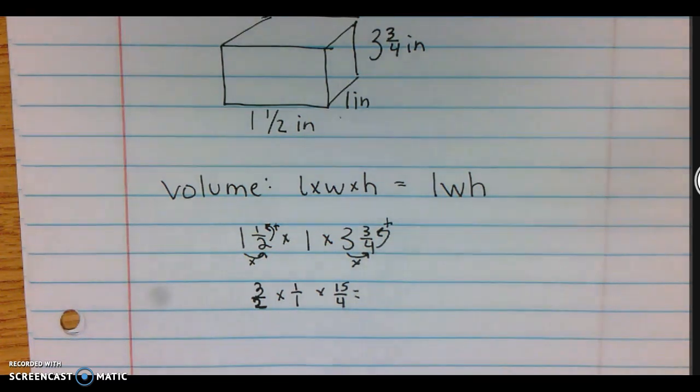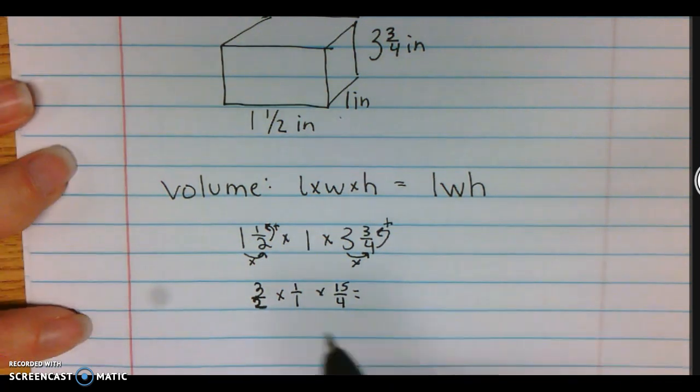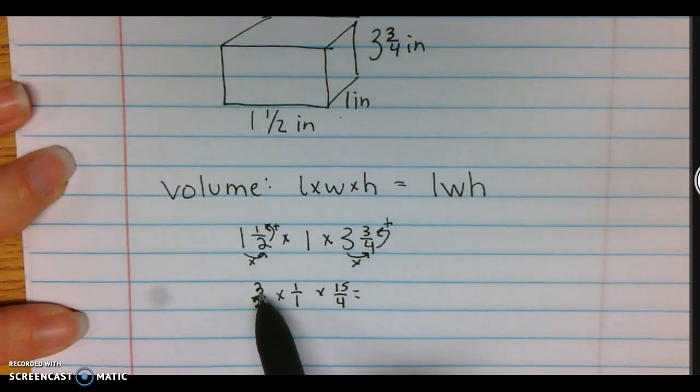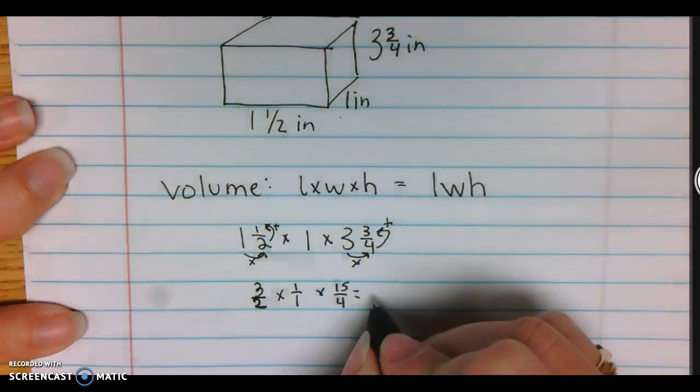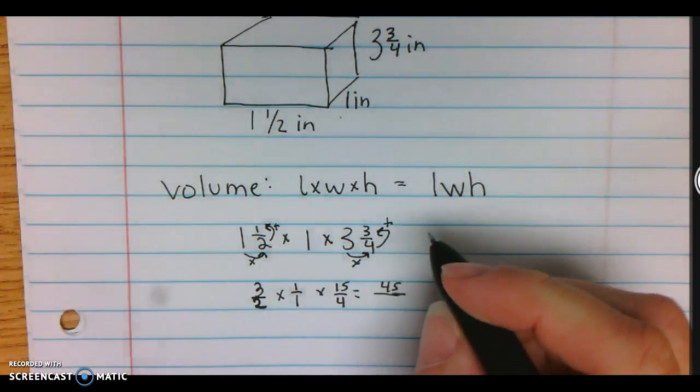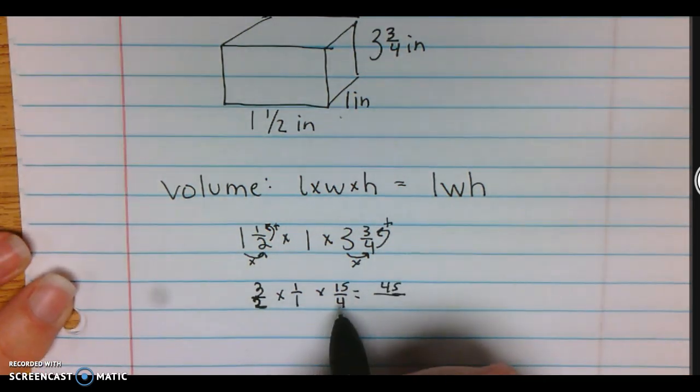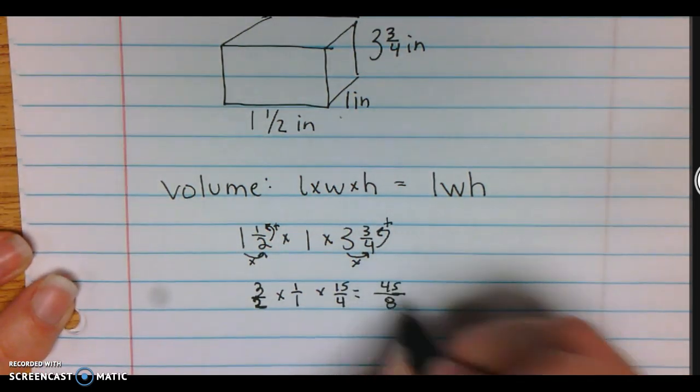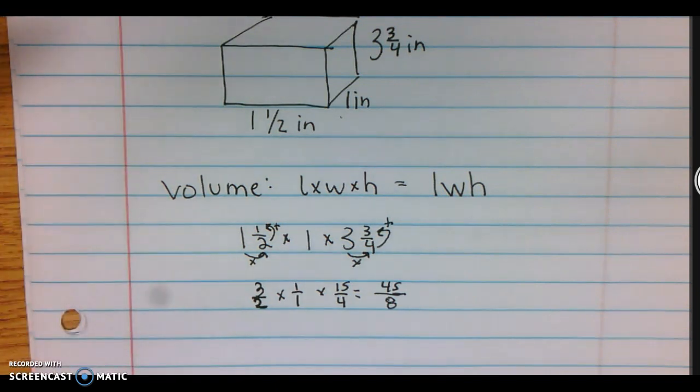So then when I go to multiply my fractions, easy peasy. Multiplying fractions is the easiest thing we can do with fractions. We simply do 3 times 1 times 15. That's going to get us 45. And then we have 2 times 1 times 4, which is 8. So we have 45/8. We don't like leaving it in an improper fraction.